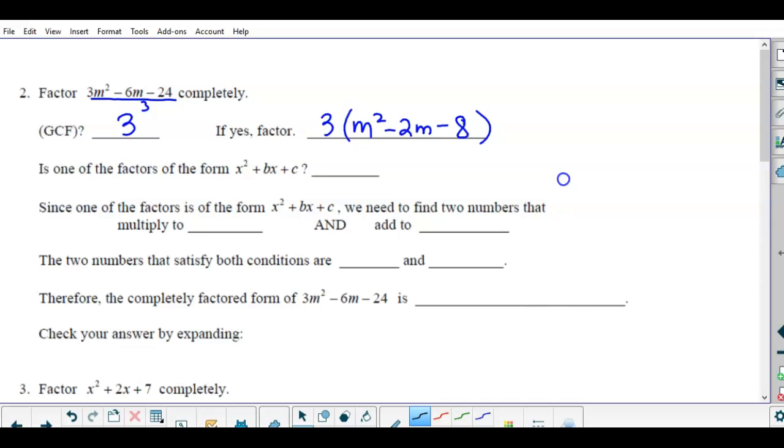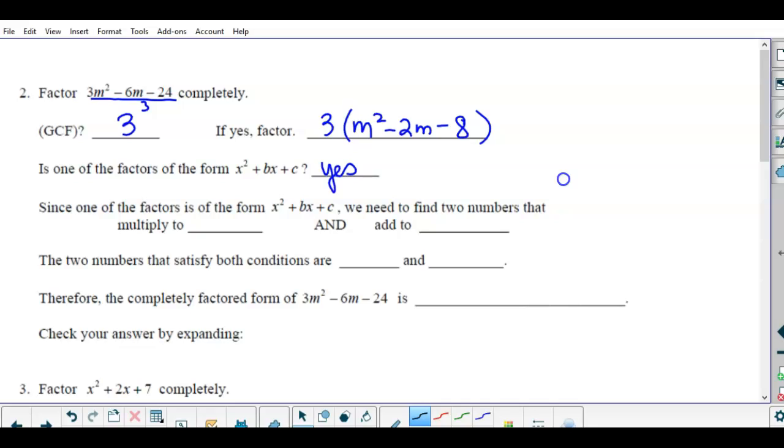So every term gets multiplied by 3. We don't have x's, we have m's. It's still a variable, right? So is it an x squared and then an x term and then a constant? Well, it's an m squared, an m term, and a constant. So that's good. This plus doesn't mean anything. It could be positive or negative. This just means that b is negative 2, right? So yes, it is of that form.